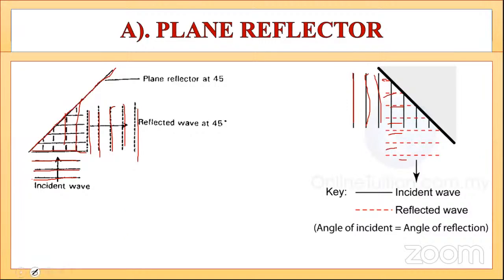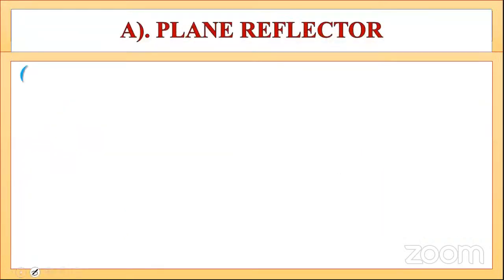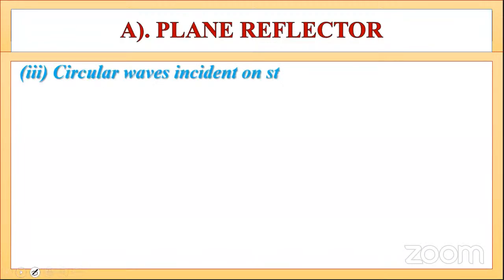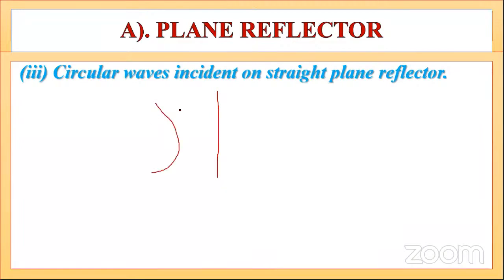Then let's go to part 3, when a circular wave is incident on the straight plane reflector. So that one becomes very simple. When I have a plane reflector like this, and I incident a circular wave, do you see that? The reflector will just turn it back like this. After reaching the reflector, it will just turn back like that. Is that clear?